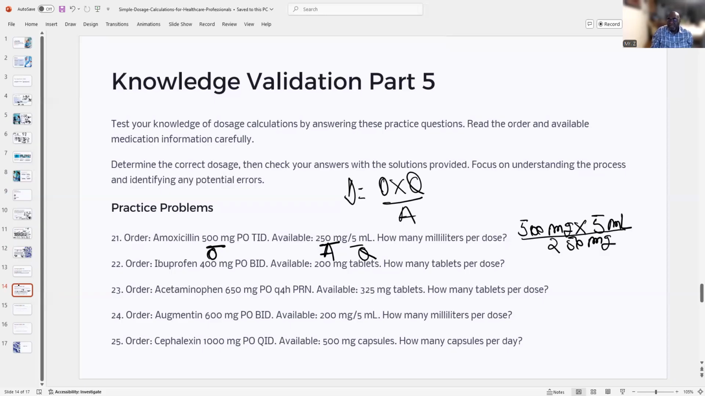You know, multiplication can go either way. I can do 500 divided by 250. I got 2 times 5. So the answer right there is going to be 10 milliliter.